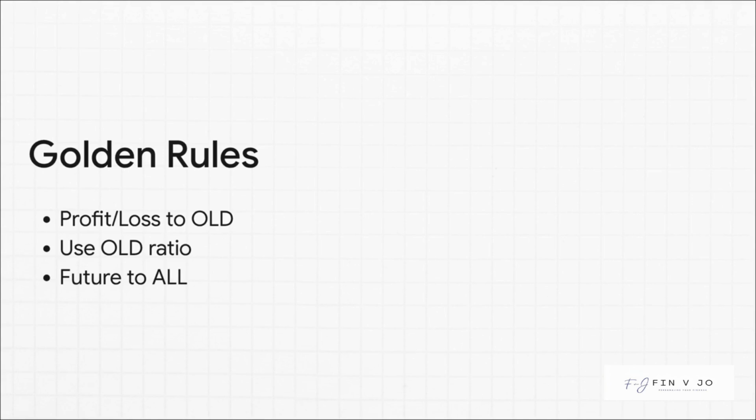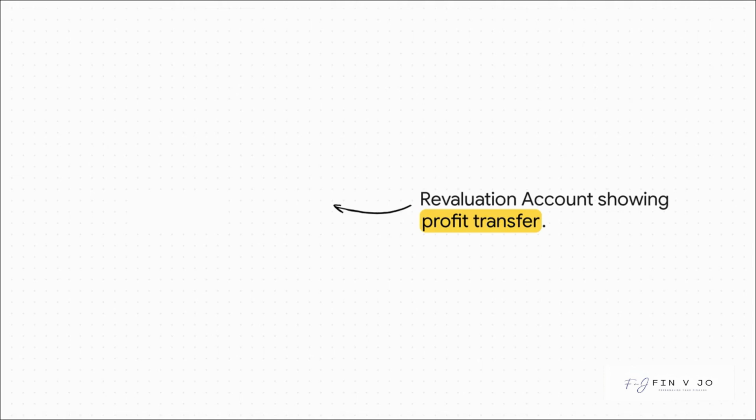Third, once those entries are done, any subsequent profits or losses going forward will automatically be shared by all partners, including the incoming one. Seriously, just repeat this in your head. Standard revaluation equals old partners, old ratio. You will not go wrong. Now, what's really interesting is seeing this rule perfectly executed. Imagine a revaluation account showing a total net profit of $30,000.